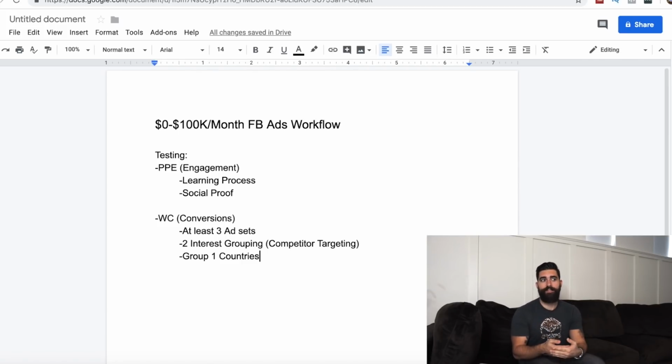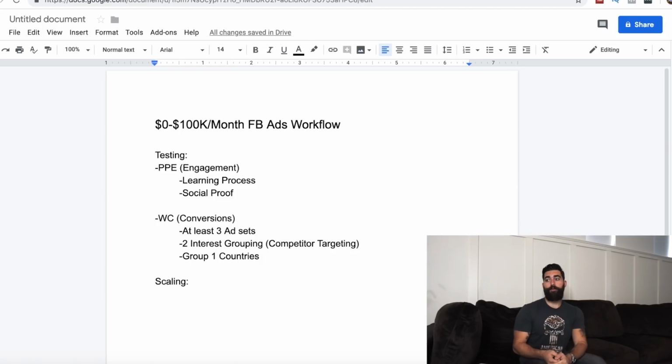You don't need 10 ad sets just to know if a product has potential. So once you get past this point, hopefully you're profitable at this point. Once you actually have some profitability, now's where we get into scaling. So now's where we get into those other techniques.